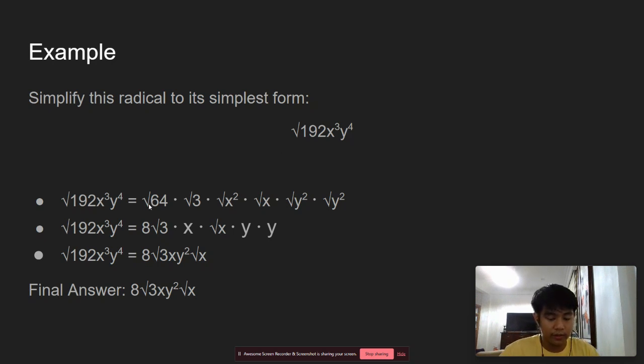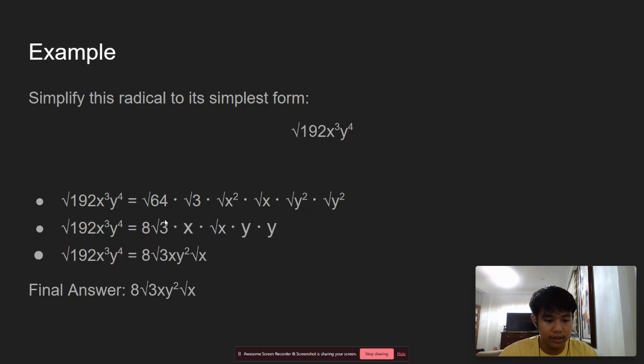After doing so, we can then simplify the perfect square numbers. Square root of 64 is simply 8, times 3, since it's a constant. And 3 is not a perfect square number, so we leave it as square root of 3. Square root of x squared is x. And we leave square root of x alone because it is not a perfect square number. Square root of y squared and the other square root of y squared can be simplified down to y.